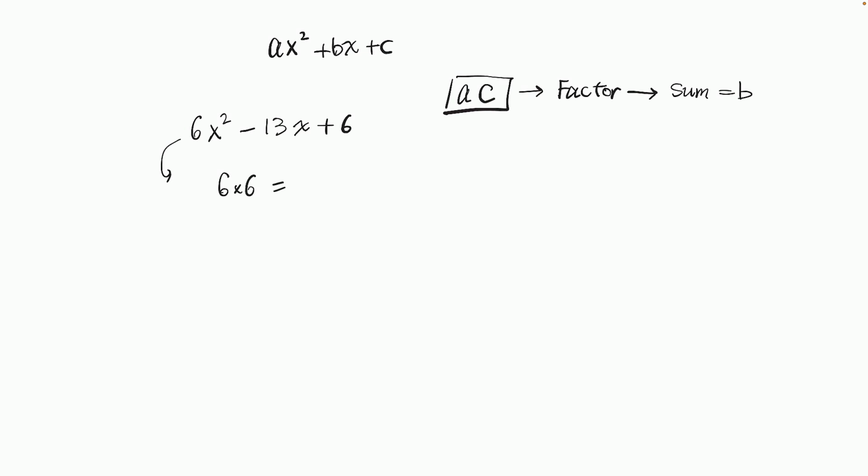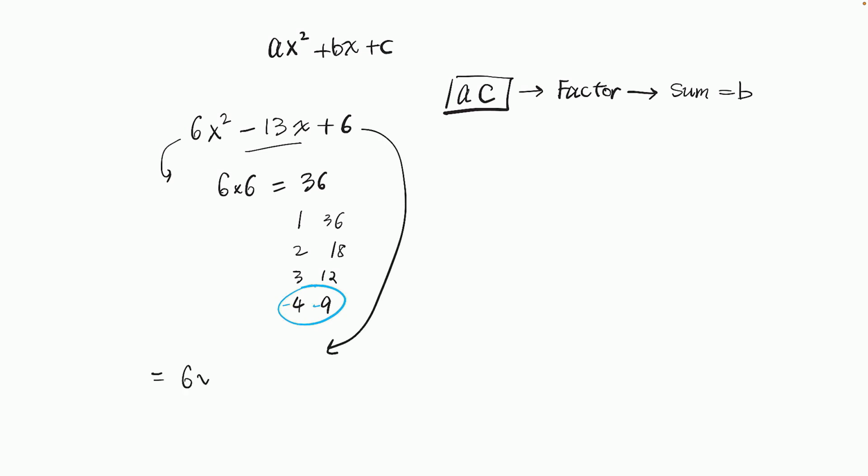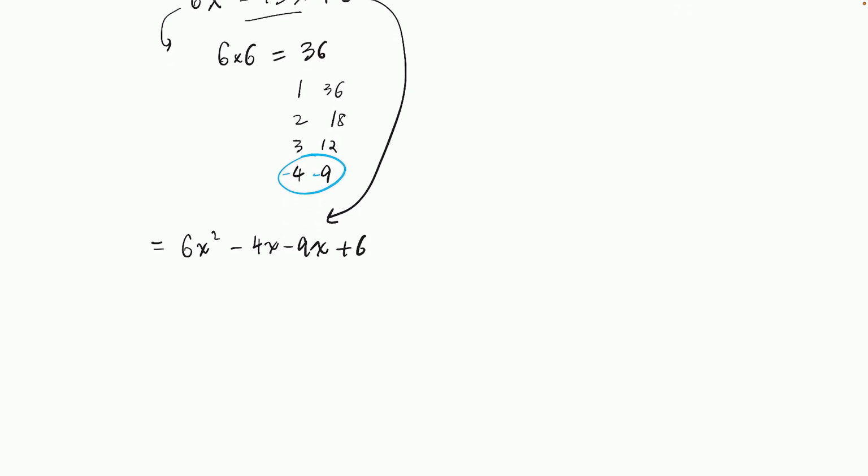6 times 6, which equals 36, and we want to have negative 13 here. So we just have to see what kind of factors 36 has. In the beginning, we try to write it out and then do the calculation all together. And now we see this one is what we want, which is negative 4 and negative 9. So quickly, we can just write it as equals 6x minus 4x minus 9x plus 6.